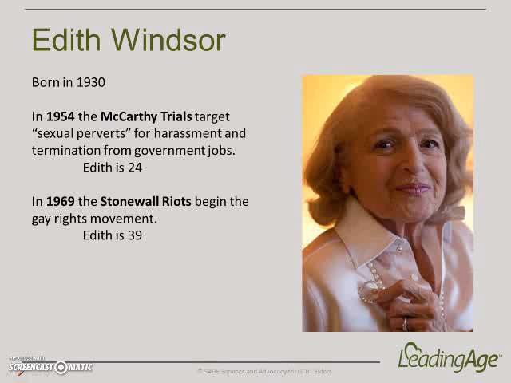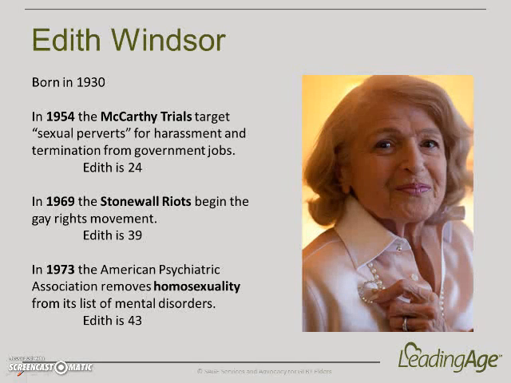In 1969, the Stonewall riots began what we think of as the modern gay or LGBT rights movement. Edith was 39 years old at this pivotal point in LGBT history. In 1973, the American Psychiatric Association removes homosexuality from its list of mental disorders, meaning that until Edith was 43 years old, she might have felt uncomfortable going to the doctor or seeking out any mental health services.